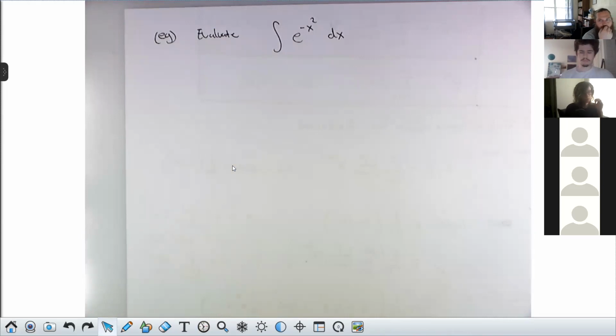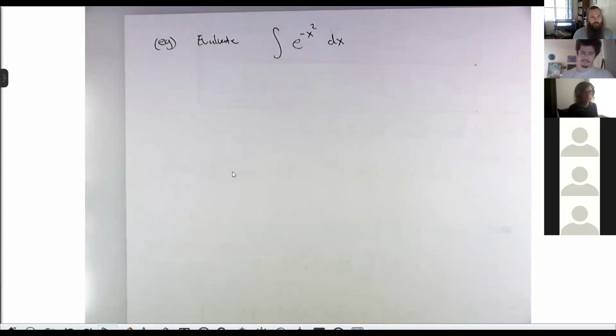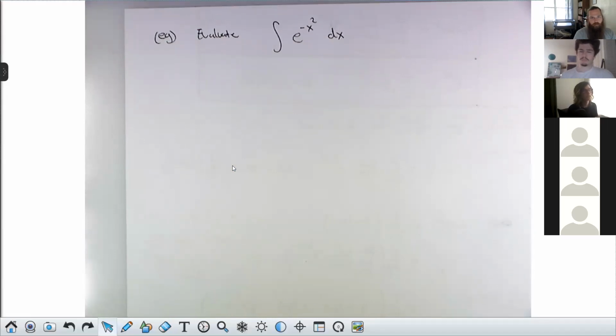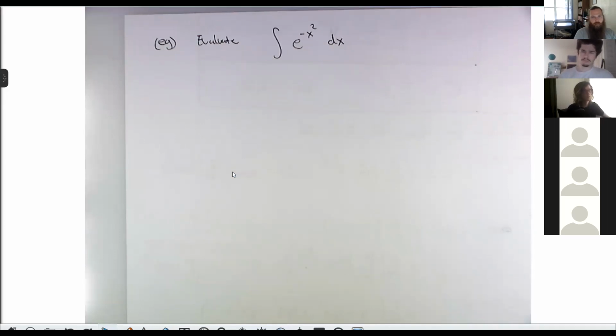Anybody know why the integral of e to the negative x squared is important? Has anybody ever taken a statistics class? Way too long ago. So this thing called the normal distribution. This is how a lot of statistics in nature are distributed.